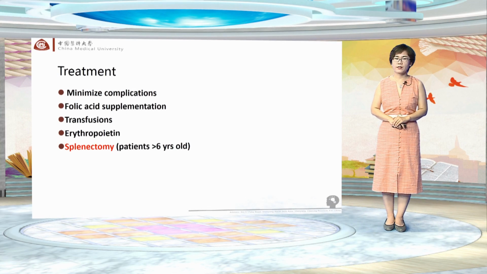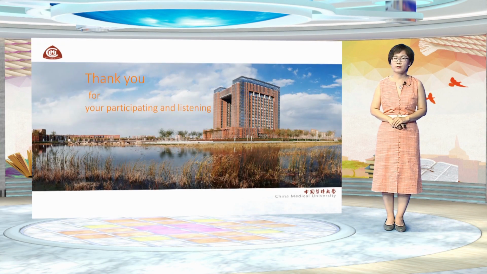Splenectomy is effective because the spleen is the main site of red blood cell destruction. However, the operation should be performed in patients over 6 years old, and vaccines for pneumococcus, Haemophilus influenzae, and meningococcus should be given before surgery to prevent infection.